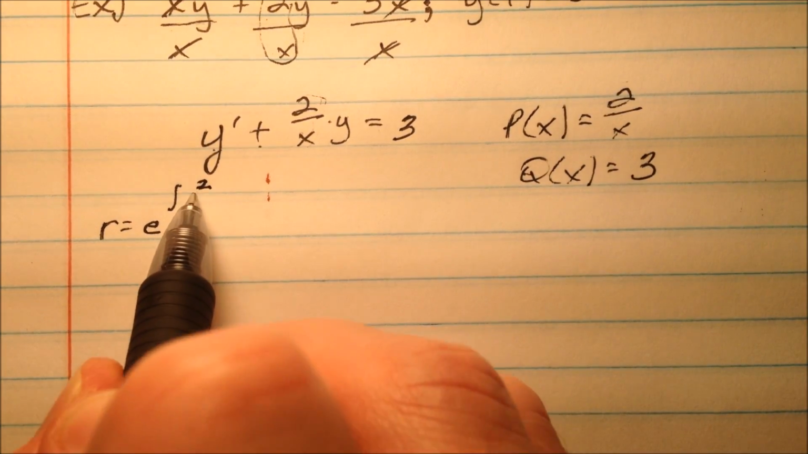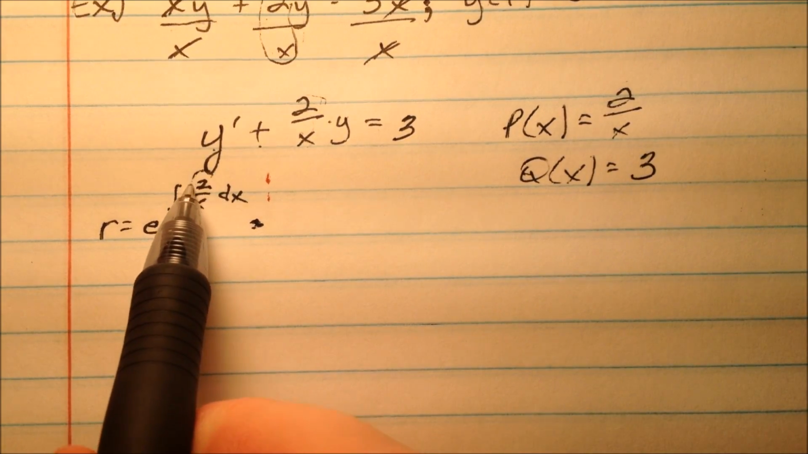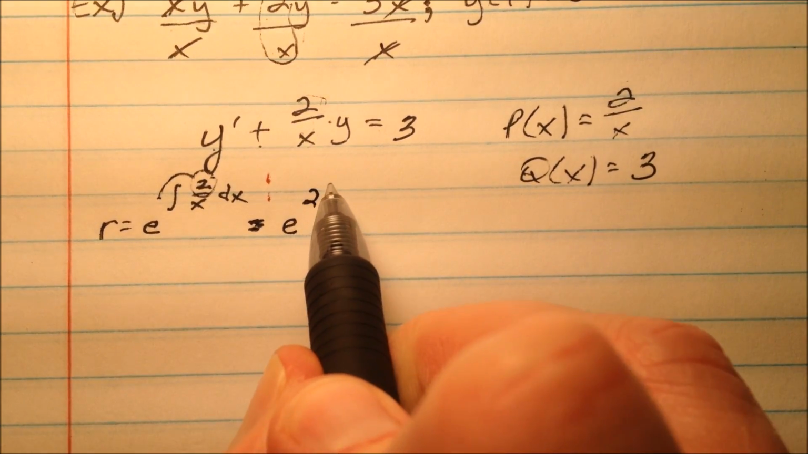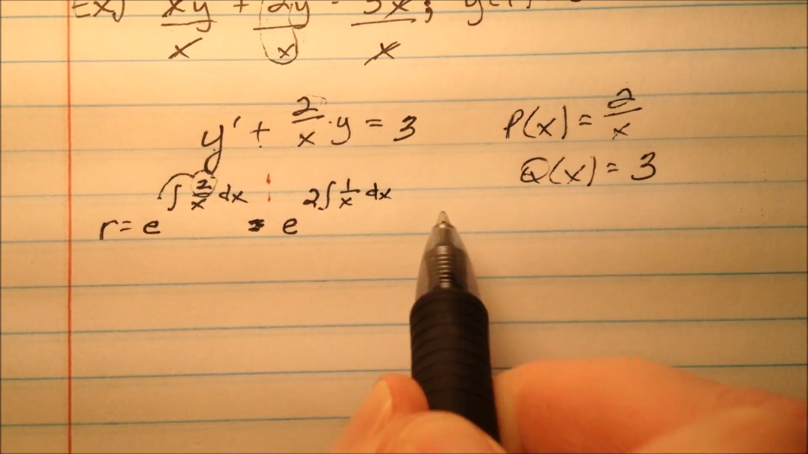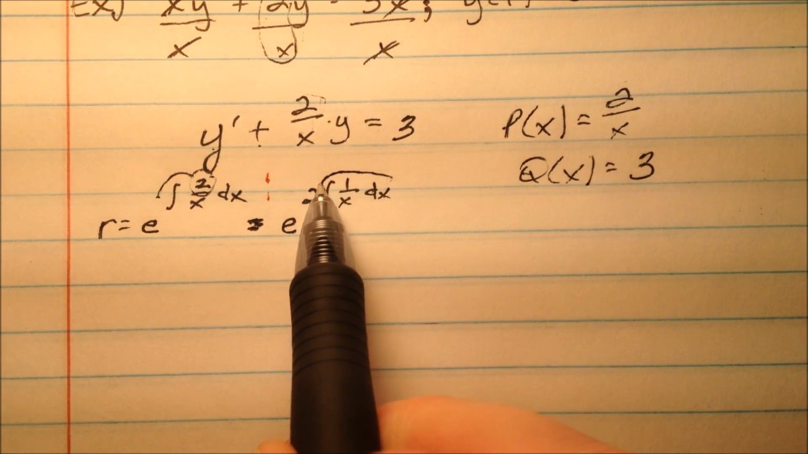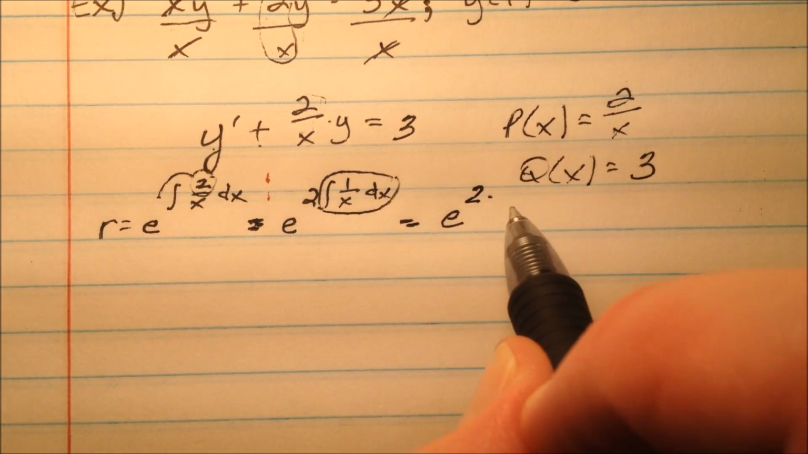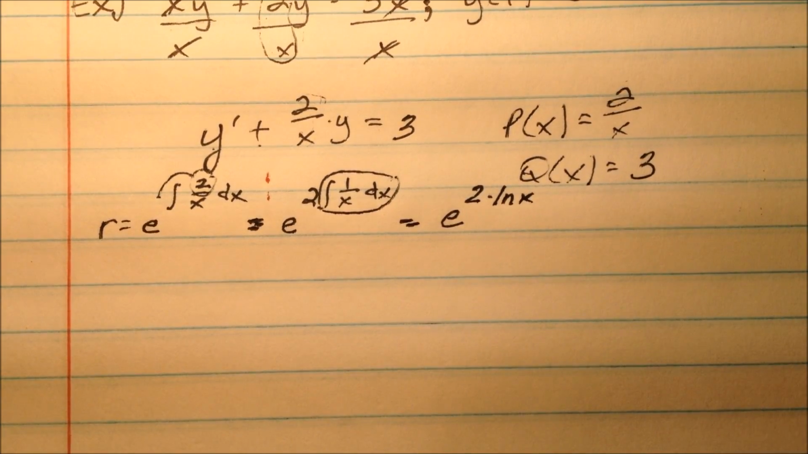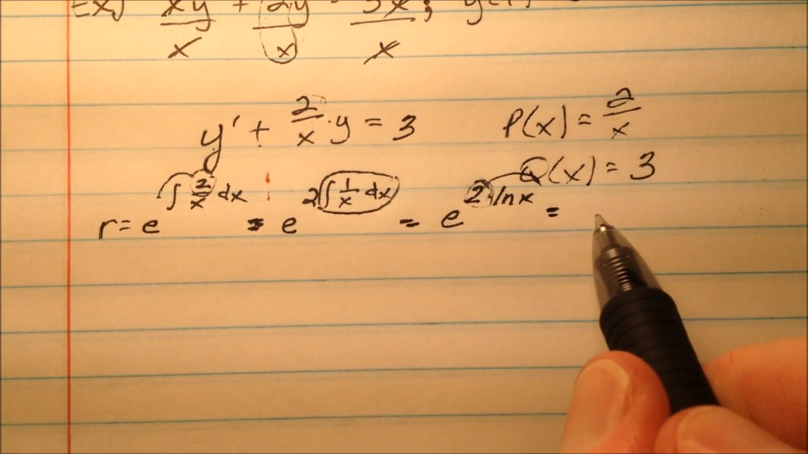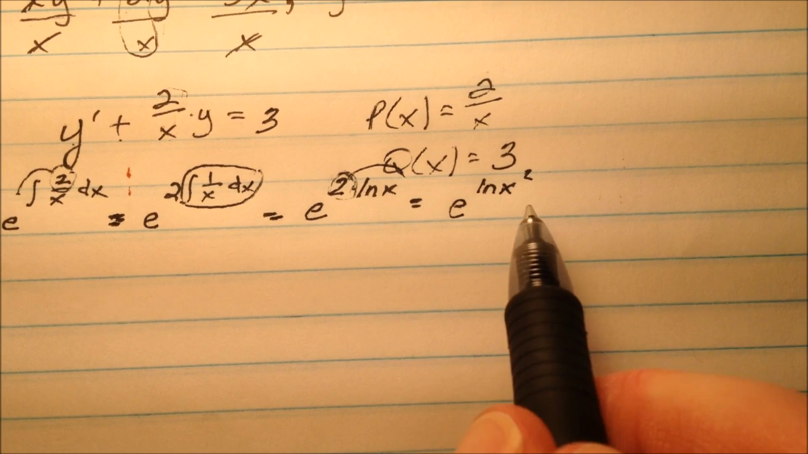of x, which is 2 over x dx, which we could take this 2 out front, so it would end up being e to the 2 times the integral of 1 over x dx. Okay, so let's step through this very carefully here. So the integral of 1 over x dx is going to be ln x, so we have e to the power of 2 times ln of x. So remember, when this 2 is a coefficient, it really can be written as e to the ln of x squared.